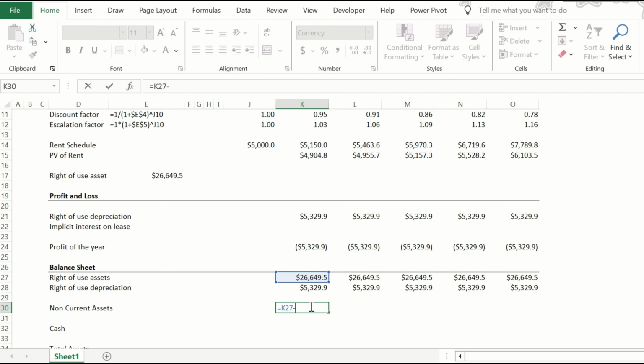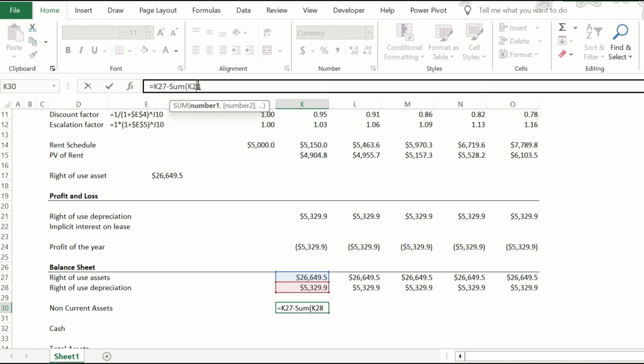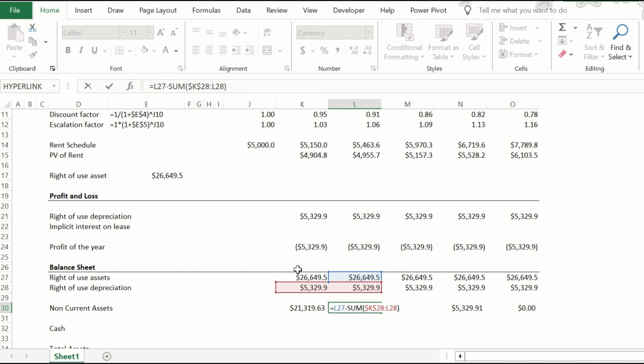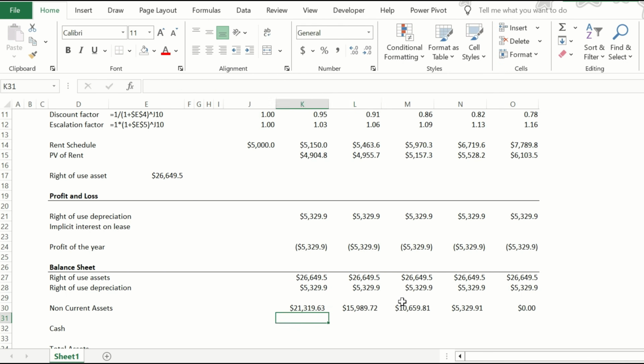So how can you calculate the accumulated depreciation? Sum the first number, lock it, and write this again without locking or anchoring the second, then move it across. I'll show you the second cell. It locks the first cell but moves the range, so it basically functions as a cumulative sum. So this is our non-current asset.